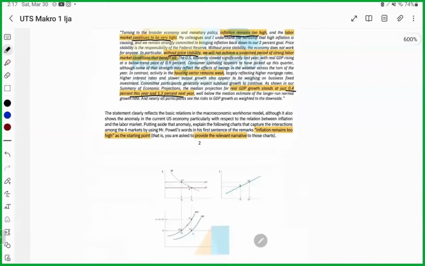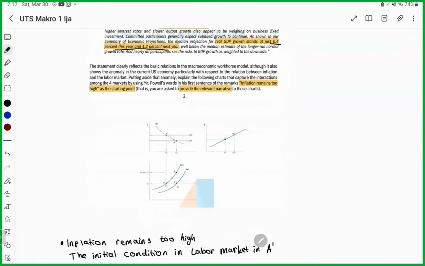And from the questions, you are asked to provide the relevant narrative to those charts. It is relatively easier because the chart is already given by the problem setter, so you don't have to worry about the chart. And he gives a clue in here. The clue is inflation remains too high as the starting point. So you should answer this with a narrative that begins with inflation remains too high.